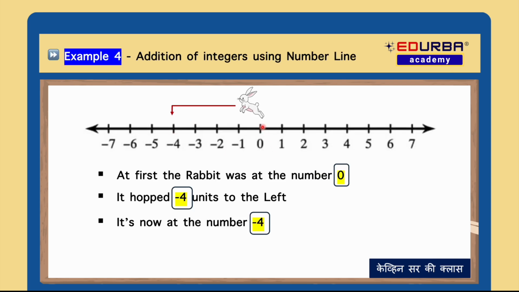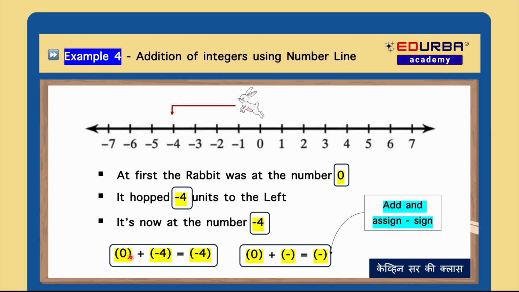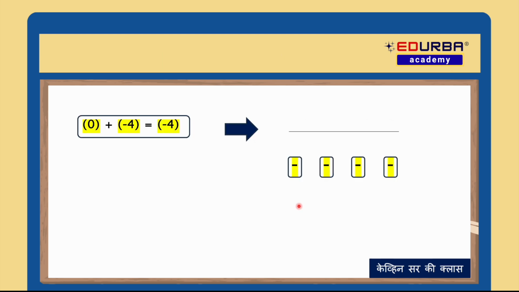Now suppose the bunny was at 0 and instead of hopping to the right, it hopped to the left. And how many positions? 1, 2, 3 and 4 positions. So where did it reach? Minus 4. We can show that mathematically. 0 plus minus 4 is minus 4. So in this example also, we can simply ignore 0 and minus 4 is going to be your answer. I can show that with the sign boxes also. So we have 0, that means nothing, and we have 4 minus boxes, 1, 2, 3 and 4.